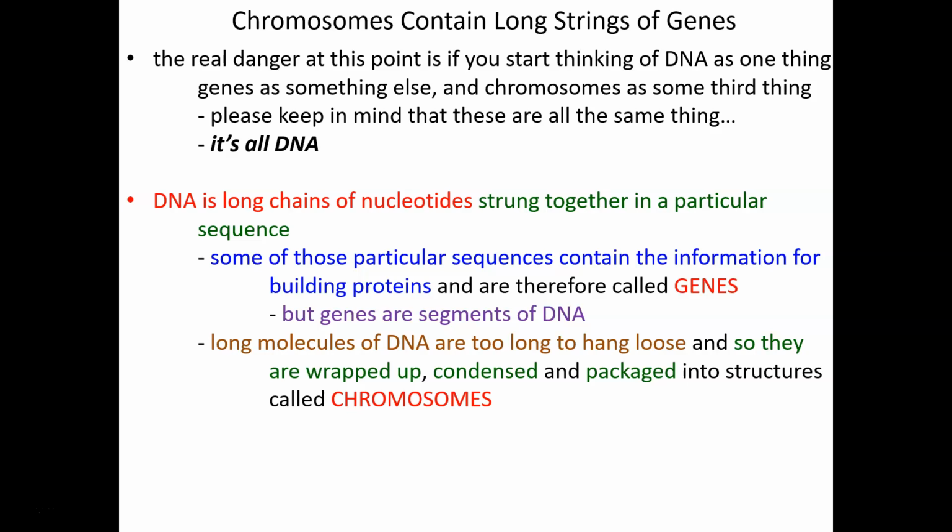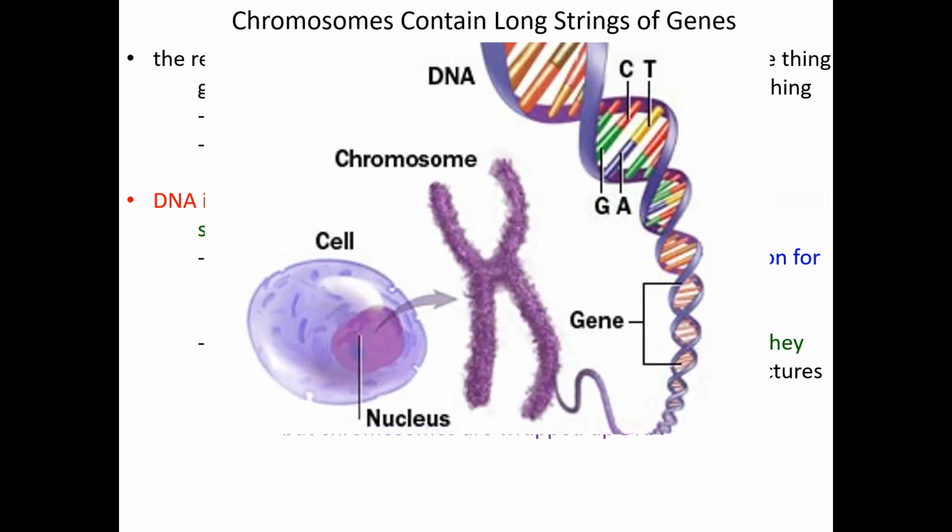Now, these long molecules of DNA that contain these information coding regions for making proteins, they are too long to just hang loose, and so they have to be condensed, they have to be wrapped up, they have to be compacted. And when they do that, we call those compacted regions chromosomes. So chromosomes are wrapped up DNA, and in that DNA are sequences that contain the information for building proteins, or genes. So here it is visually.